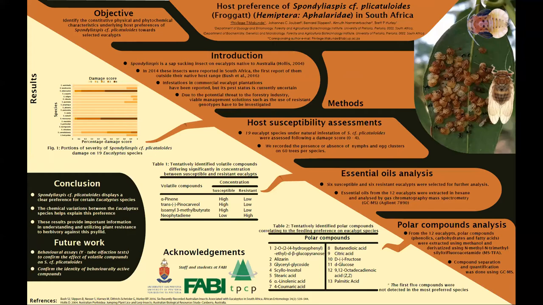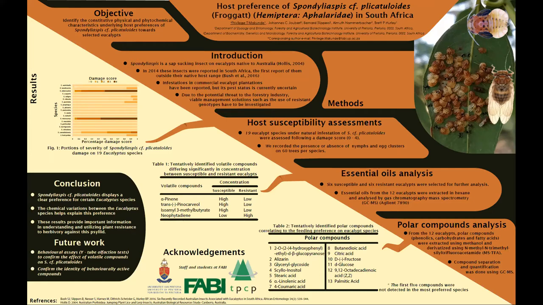Our poster presented the study on the host prevalence of Spondylolepis bricafloides in South Africa. Spondylolepis bricafloides is an insect that feeds on eucalyptus sap and was first reported in South Africa in 2014. This marked its first report outside Australia, its native range.